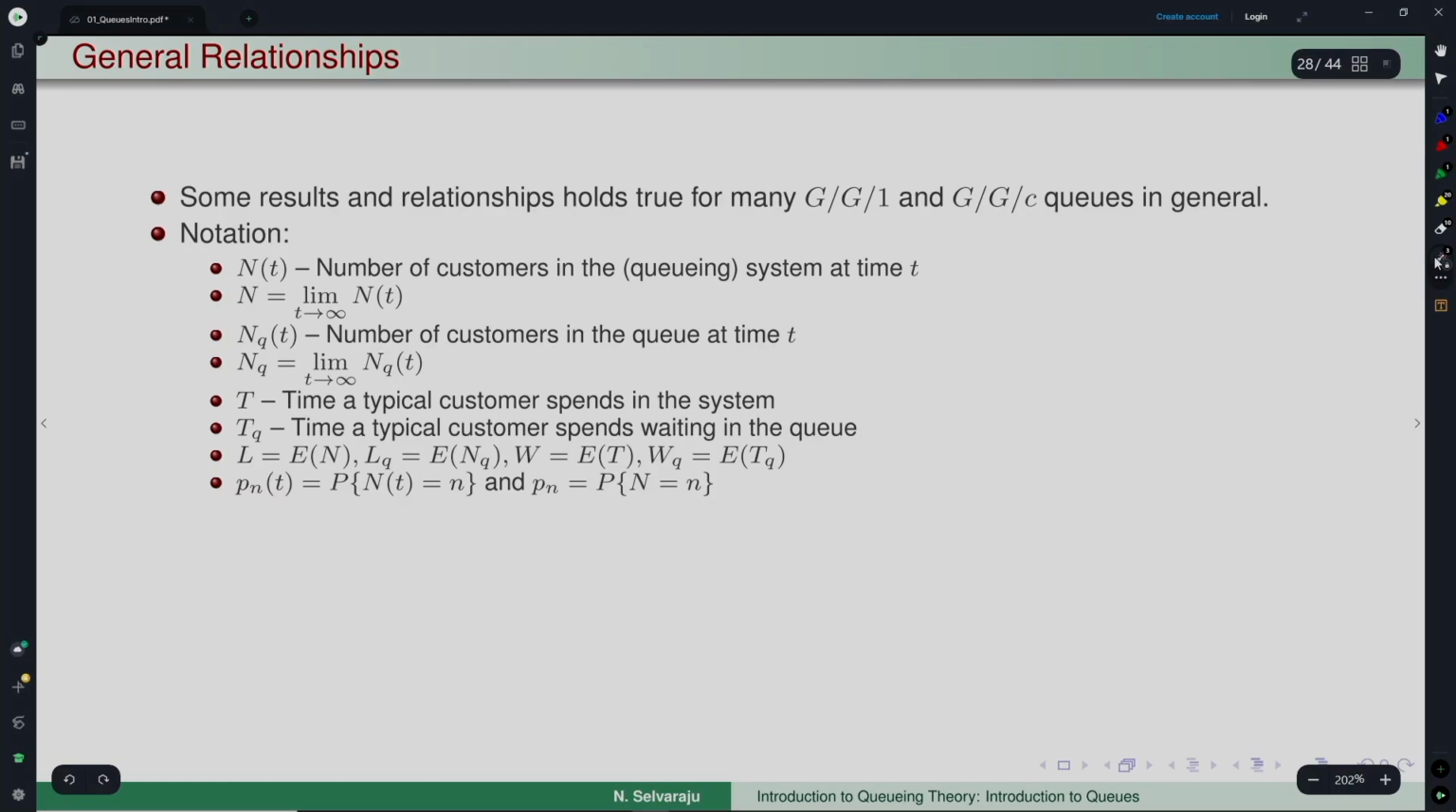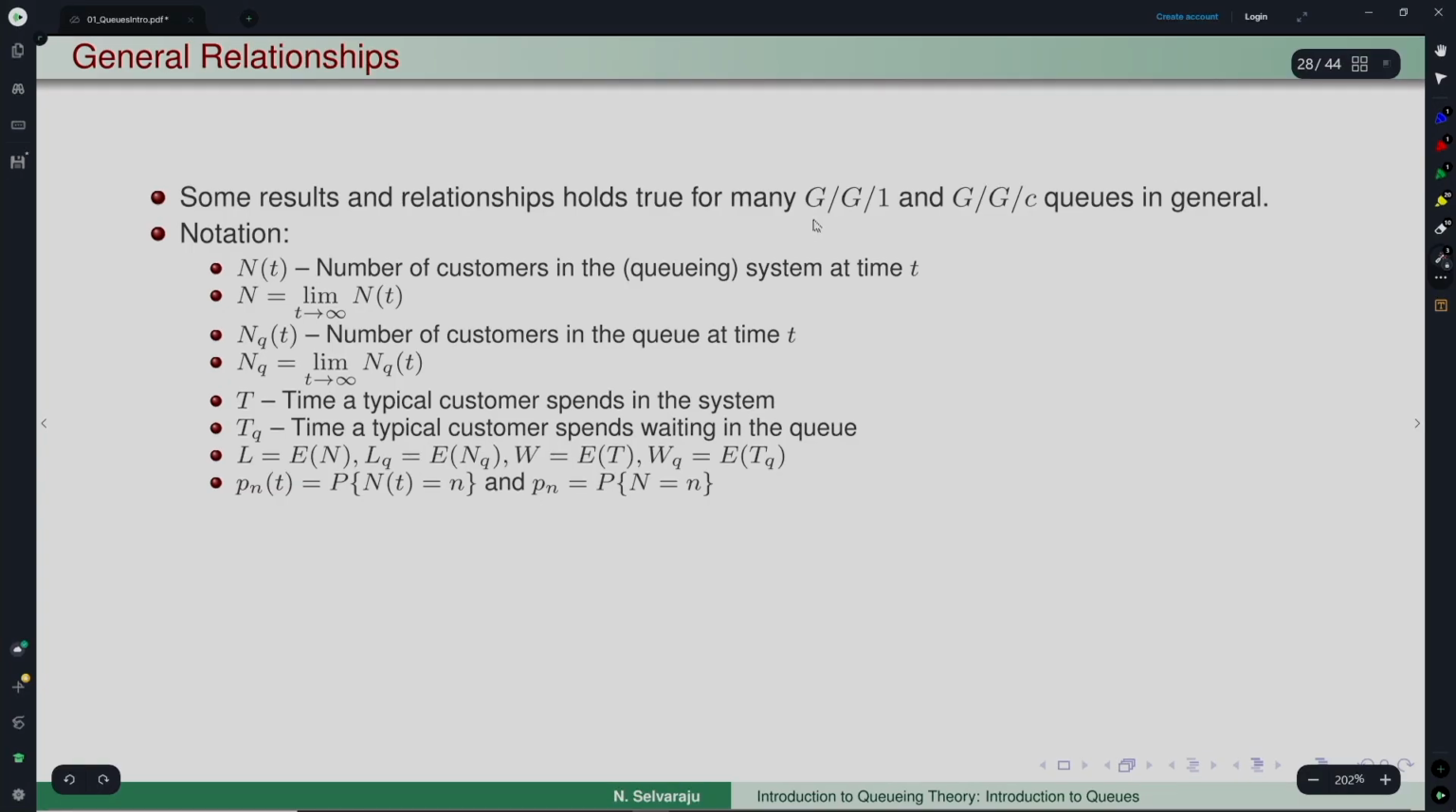Hello everyone. Now that we have learned how to denote a particular queuing system in terms of Kendall's notation, we will now see some general relationships that hold across various queuing systems. So, that means what? For example, if we say G/G/1, we mean generally distributed inter-arrival times and generally distributed service times with a single server or with multiple server queues.